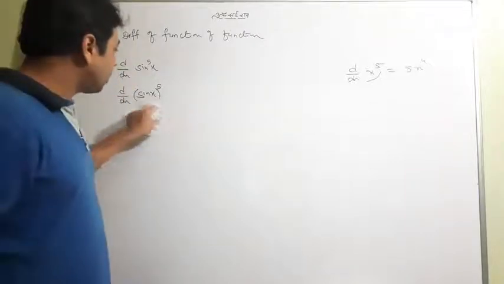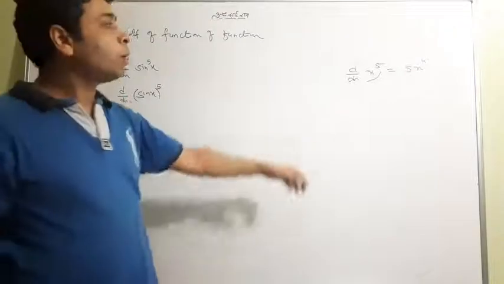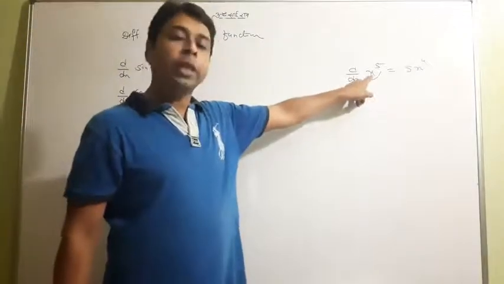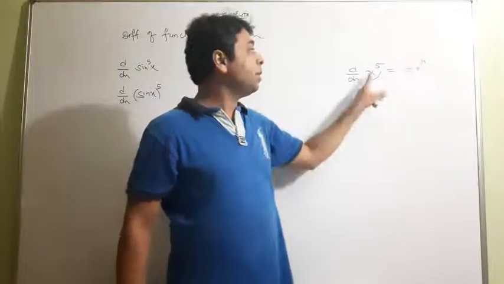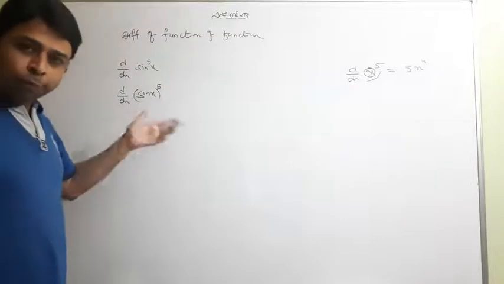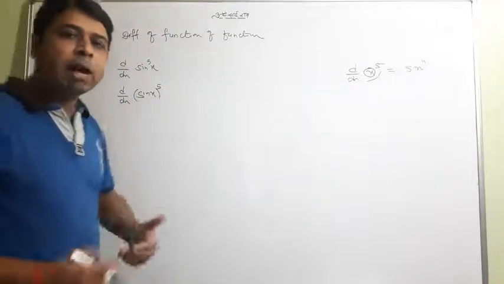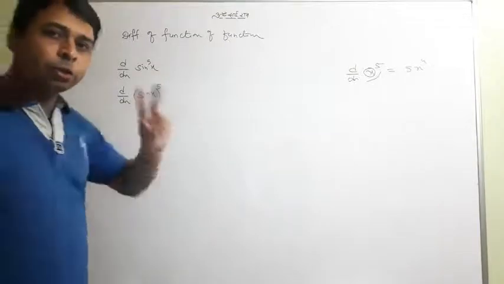Why is it not sufficient? Because it is a function of function. And how do we identify it? When only x is coming, the answer is sufficient here: 5x to the power 4. But instead of that x, if some other function is coming, you have to follow the chain rule. So how will we count the functions? First is the power and second is the sin x. Two functions are there.